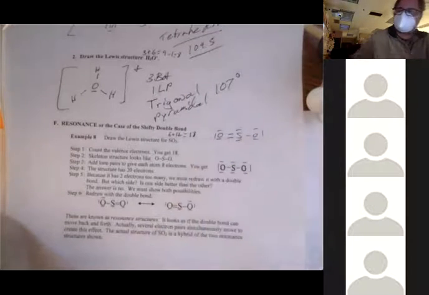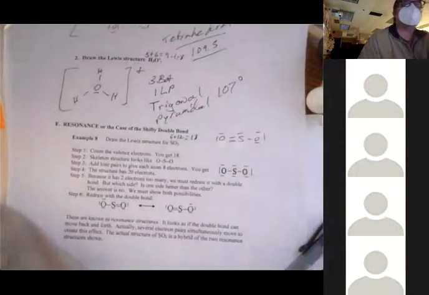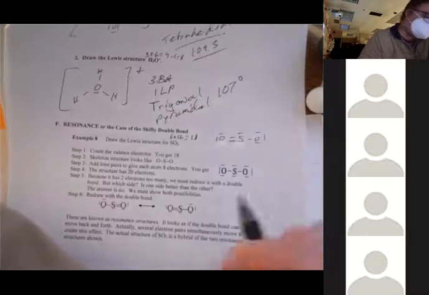So if I put it here, remember, I take away a pair of electrons from both atoms involved. The problem is if I could put it here as well, I need to show that I could put it here as well.